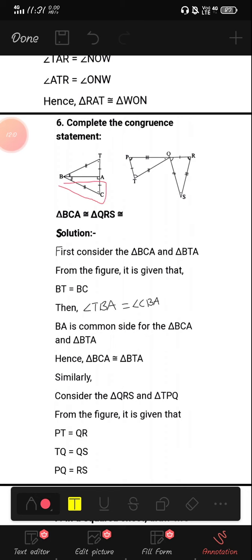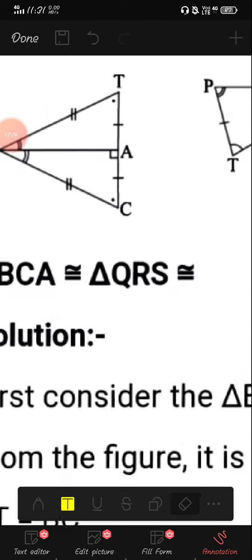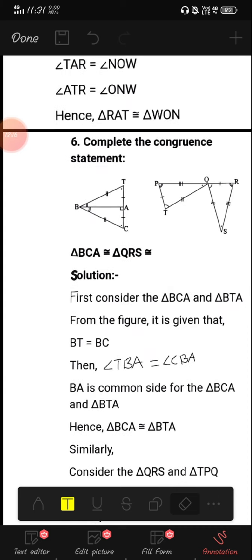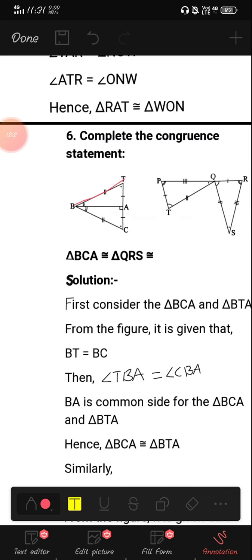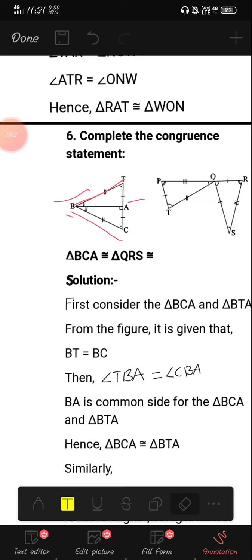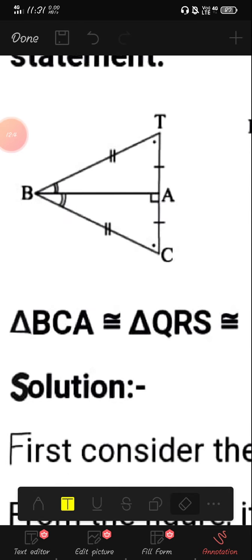This triangle, okay, and then we will take triangle BTA, these 2 triangles. Now in these 2 triangles we have to find out which things are equal or corresponding. So first is line BT is equal to BC, we can see from the diagram. Angle TBA is equal to angle CBA, we can see it is given that angle B is equal to angle B in both the triangles.